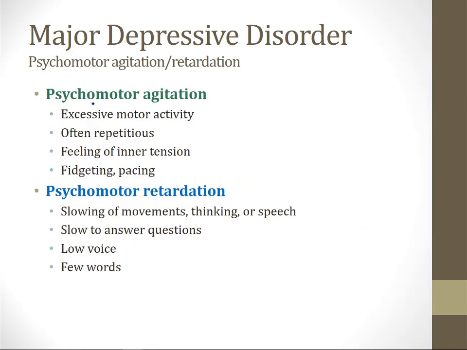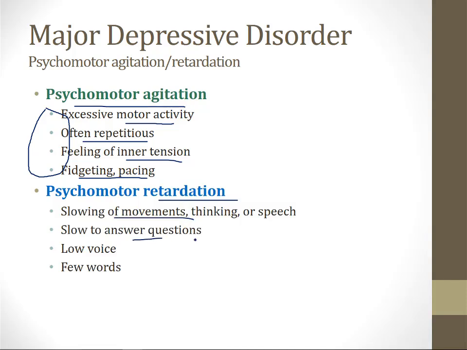Earlier I mentioned psychomotor agitation and retardation, so let's talk about what those terms mean now. Psychomotor agitation means excessive motor activity. It's often repetitious. Patients complain of a feeling of inner tension. They sometimes will fidget or pace, and these are seen among patients who are depressed. Some patients are at the opposite end of the spectrum. They have psychomotor retardation, so when these patients are depressed, they have a slowing of their movements, thinking or speech. They're slow to answer questions. They can appear lethargic when you talk to them. They speak in a low, quiet voice and don't say many words. This is psychomotor retardation, and both of these are seen among patients with depression.